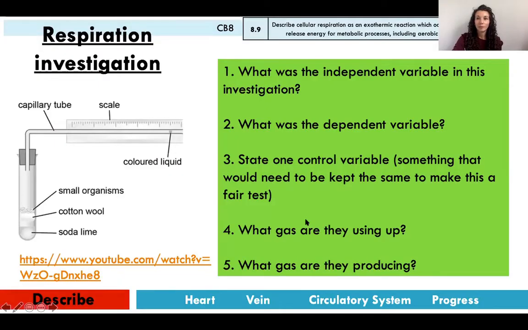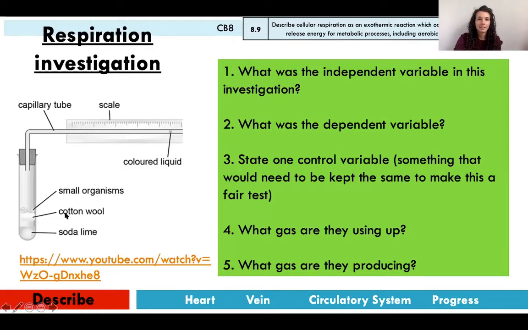Well done. We are now going to have a look at an investigation into respiration. Now, rather than fit some equipment onto us humans, that'd be quite difficult. We need face masks. There'd be some technical issues, some safety issues. So rather than do that, we use really, really small organisms, like woodlice, for example.